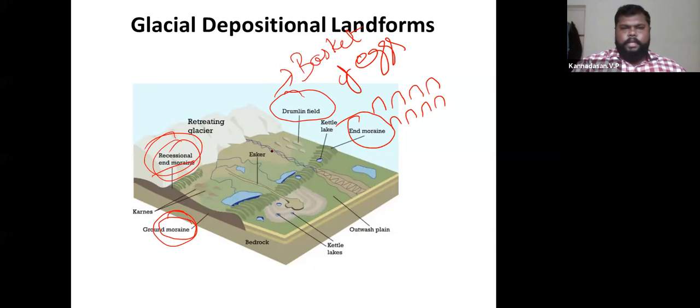Then comes esker. Esker is a plain region of the glacial depositional feature. And then outwash plains, then lakes called kettle lakes. So these are just the lakes created by the deposition of glacier. So just remember the names. The most important is drumlin and moraines.